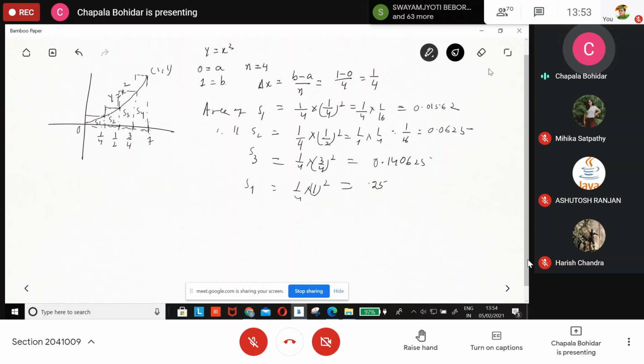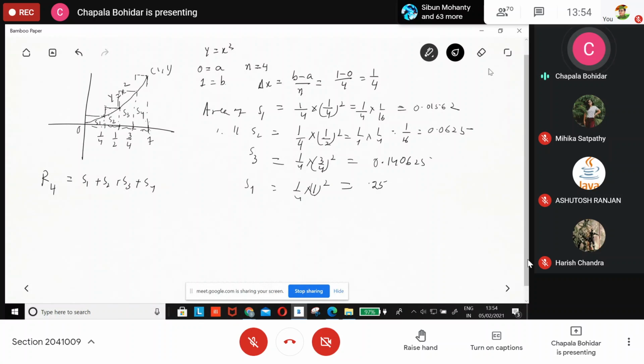So if you are finding your area this way, by making the rectangles on the upper portion of your curve, that is called your right end point. If the question says to solve using the right end point and find the area of this curve, then you have to write R4 is equal to S1 plus S2 plus S3 plus S4. Why is it right end point?